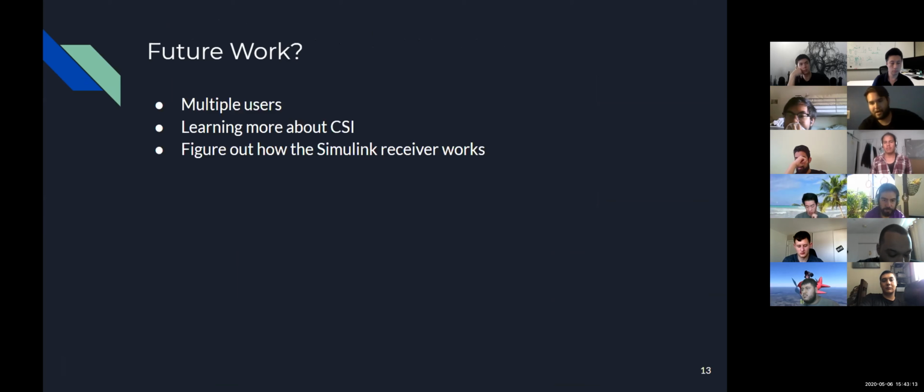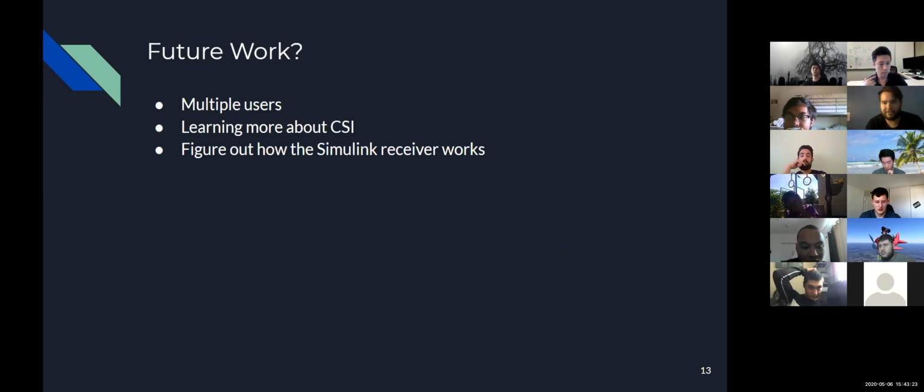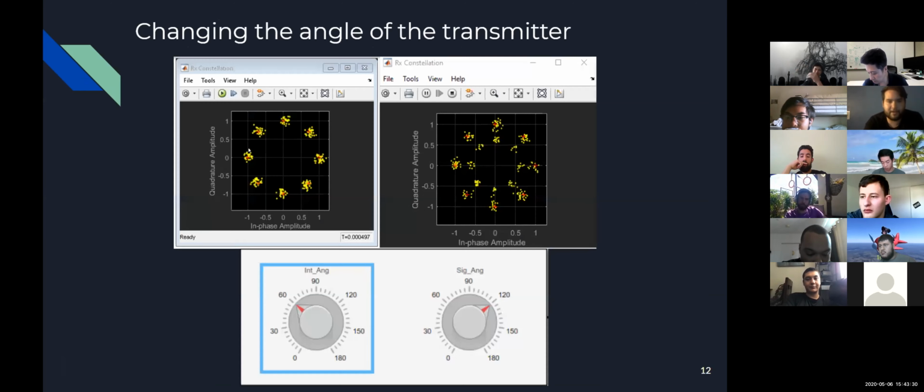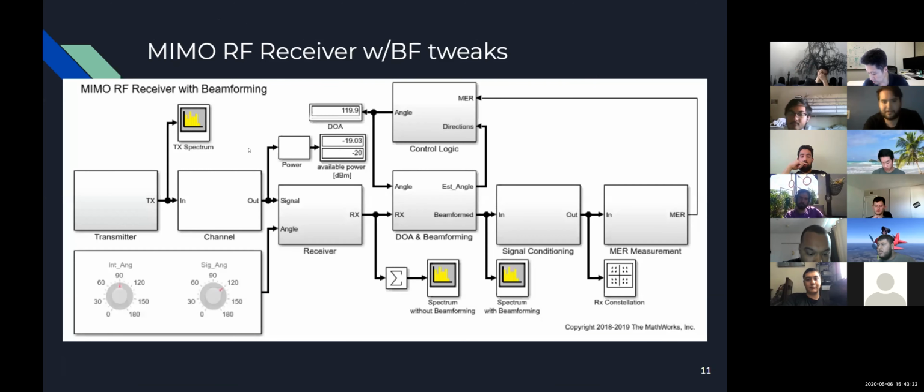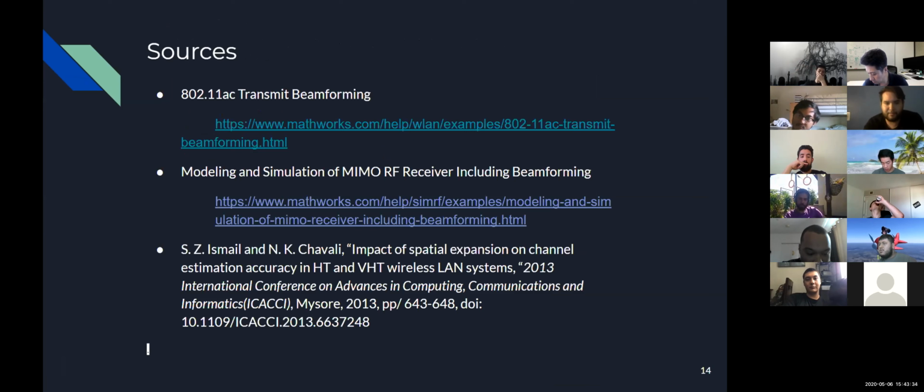Another one is just to learn more about CSI and how it helps, for example how the example with spatial expansion had a better CSI method than the regular one, and also how to figure out how this block works. And these are my sources.